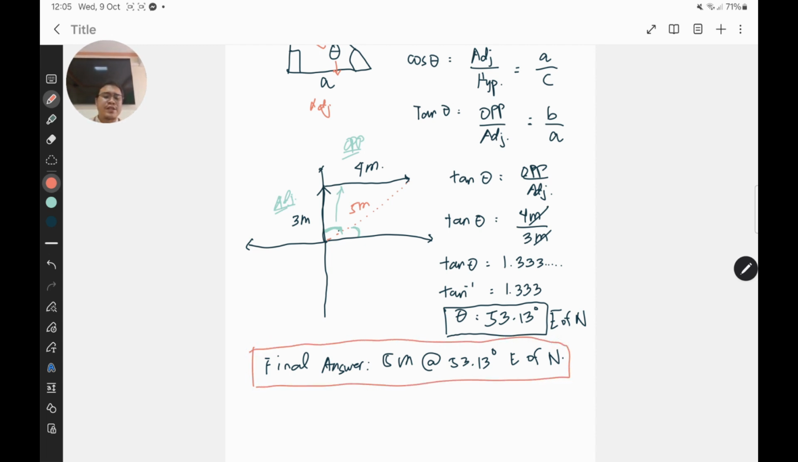Now, you might be asking, sir, will it be okay if I will get the angle on the other side of the triangle? Well, as what I've said, it's okay. It depends on your comfort, where you are more comfortable in solving for the direction. But of course, if you are going to solve for the angle here, which I am highlighting right now, the direction will not be east of north anymore. It would be north of east. Okay? Take note of that.